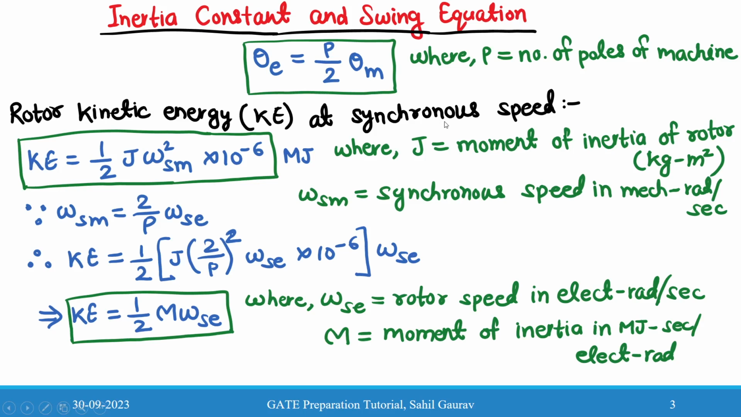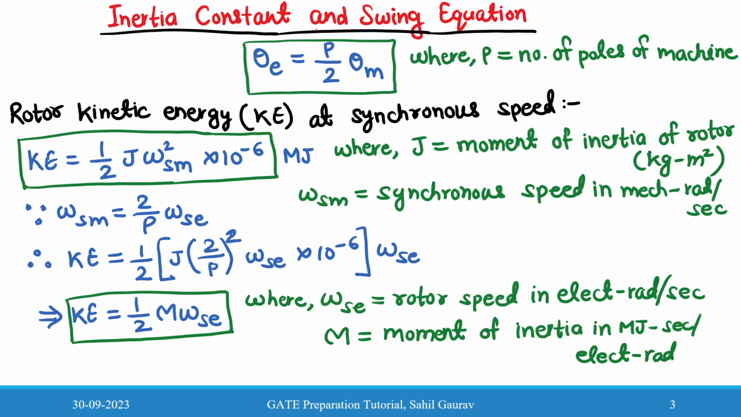So today we are going to see the concept of power system stability and we will solve the problems based on that. So we will take a quick recap on the expressions that we will need to solve the problems. So first is inertia constants and swing equation.